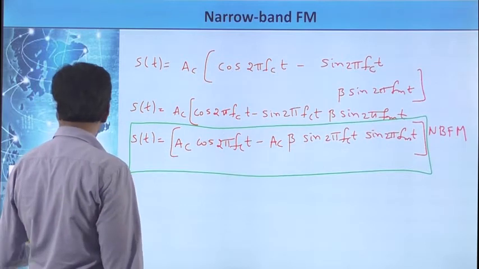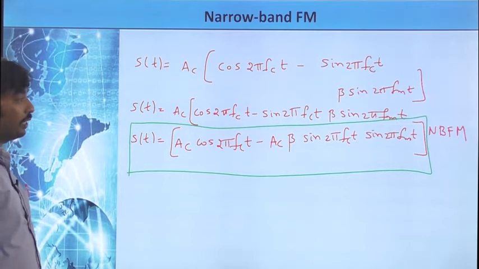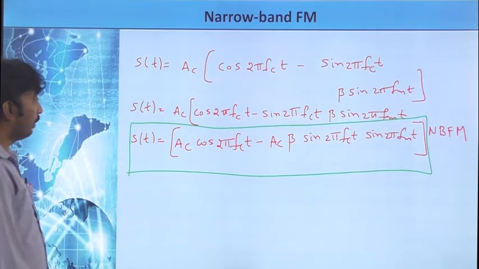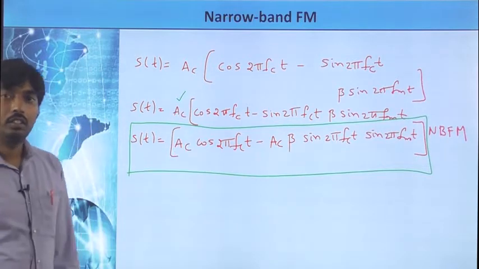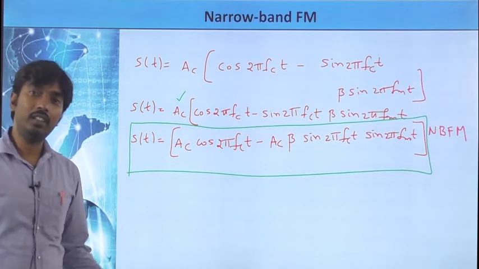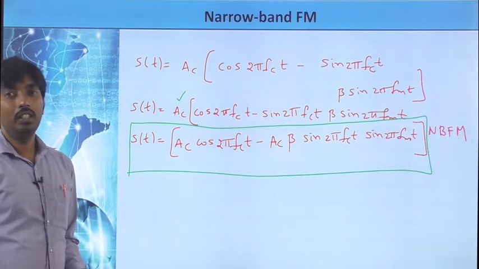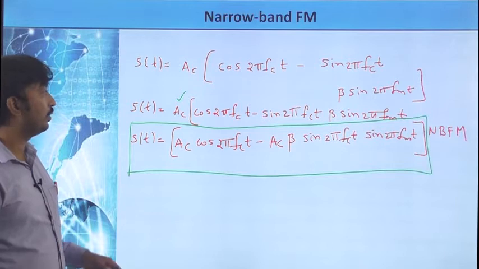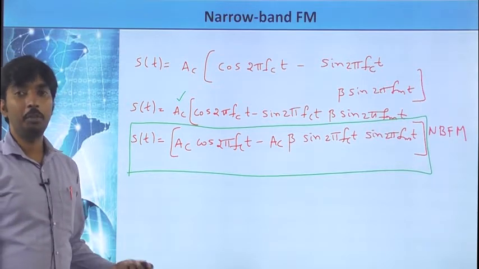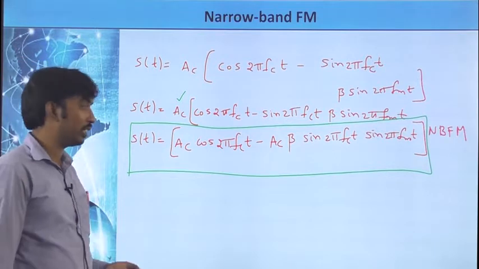Narrowband: AC cos 2 pi FCT minus AC beta sin 2 pi FCT sin 2 pi FMT. If you see, the magnitude of this modulated function is AC, and the carrier amplitude is also AC. So that's why the amplitude of the carrier is not varying; the frequency of the carrier is the only variable function. That's why it is called frequency modulation.